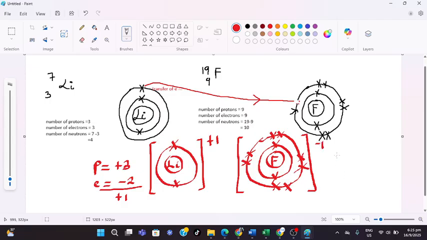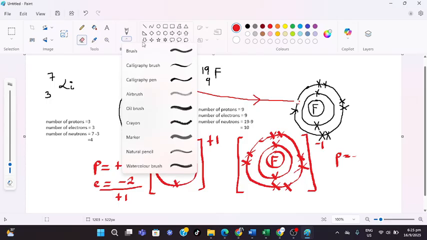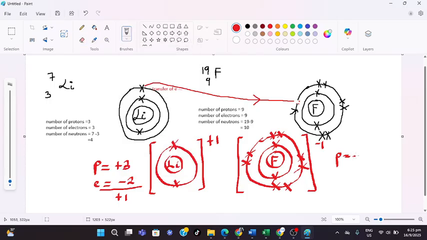So what's going to happen now? He's going to have the same nine positive protons, and now he's going to have 10 electrons.